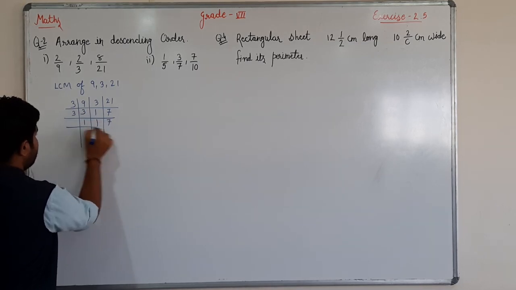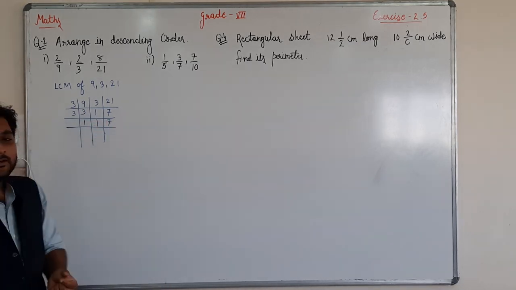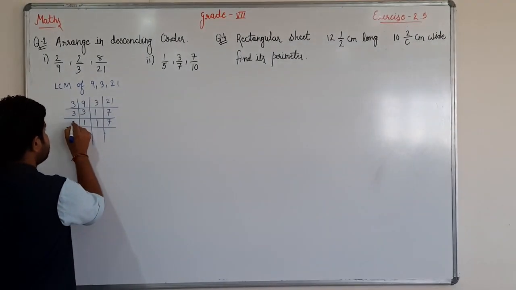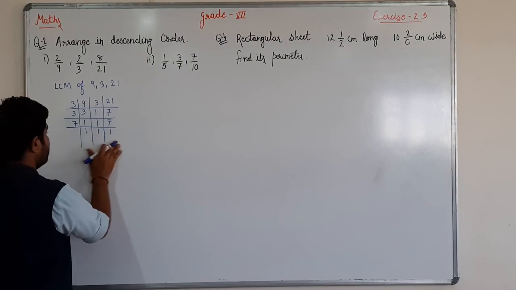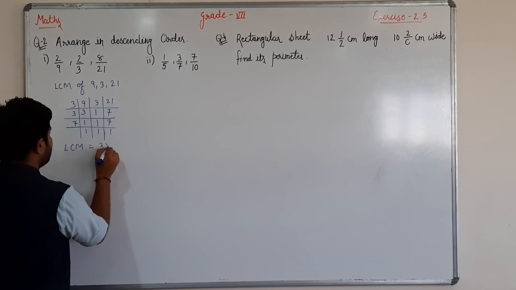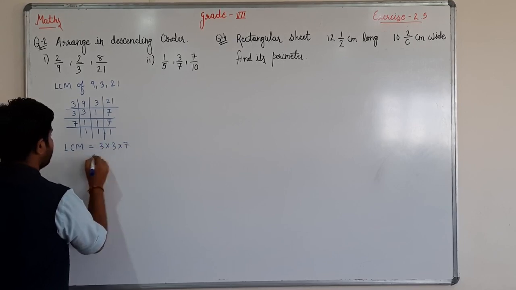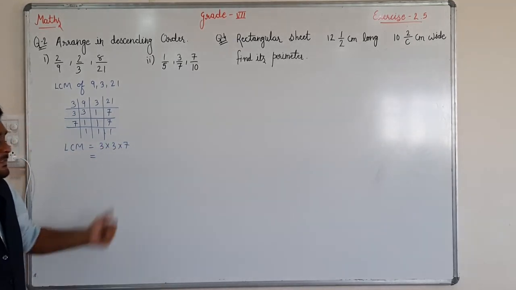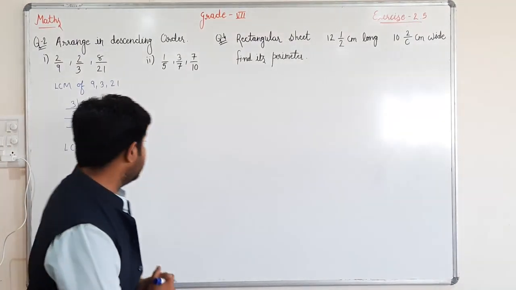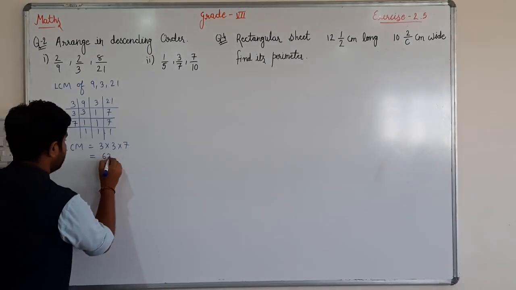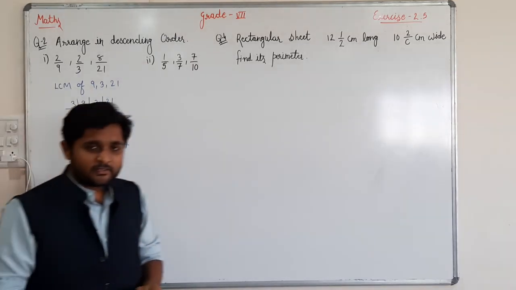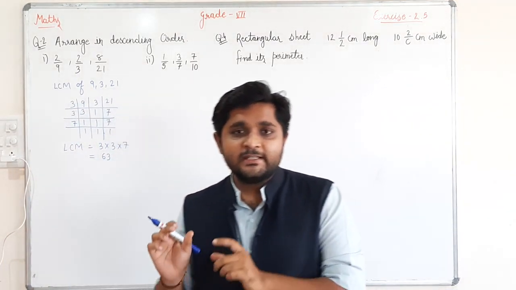Now here 1, 1 and 7 are remaining. 7 is divisible only by 7. 7 1s are 7. So let me divide it by 7. Here 1, 1 and 1. So we got our LCM equal to 3 multiplied by 3 multiplied by 7. 3 3s are 9 and 9 7s are 63. So our LCM is equal to 63. So now friends, in the denominator of all fractions, we want 63.